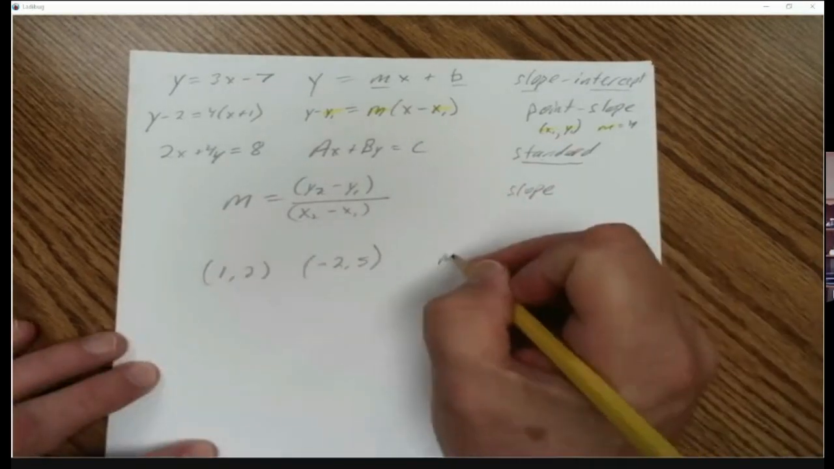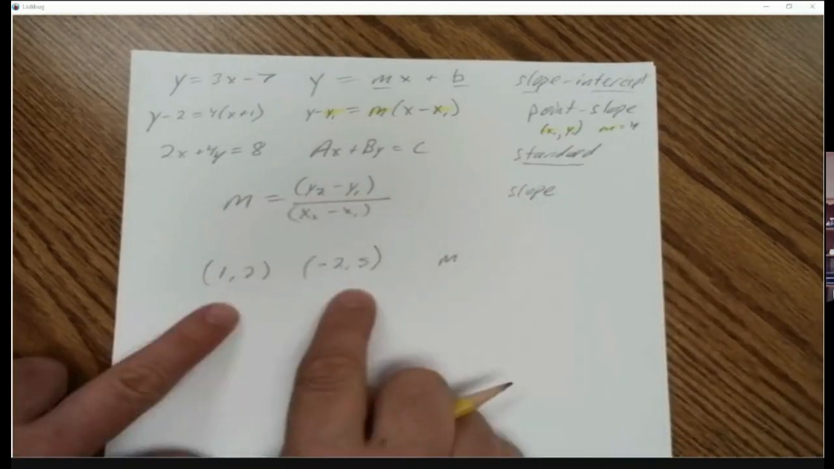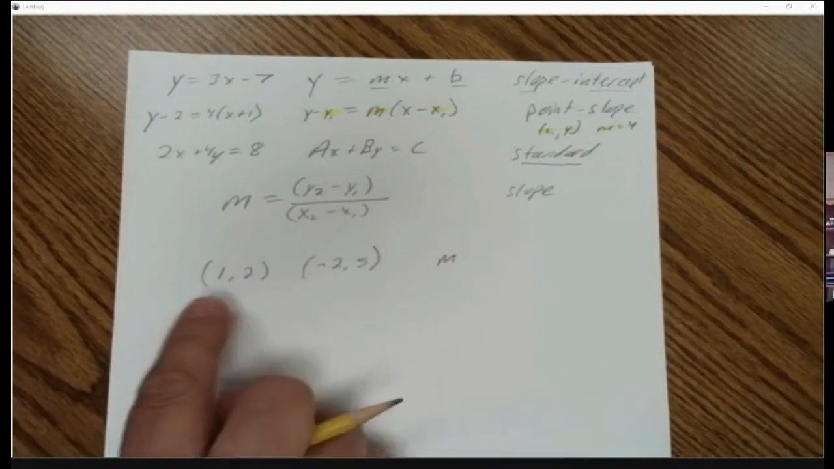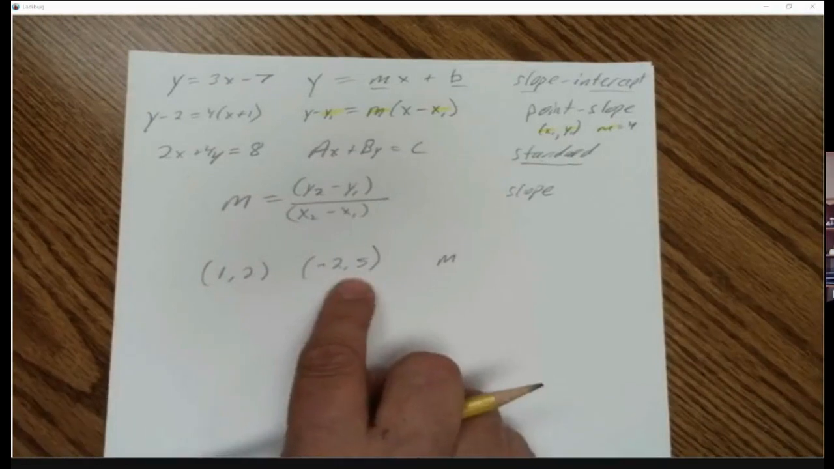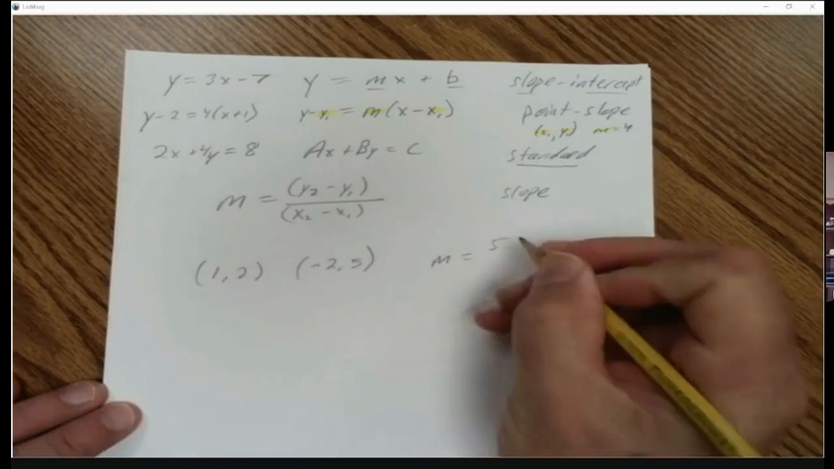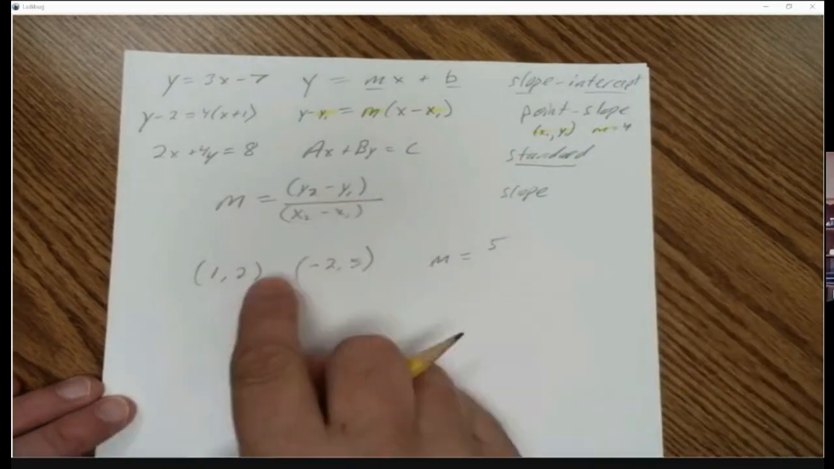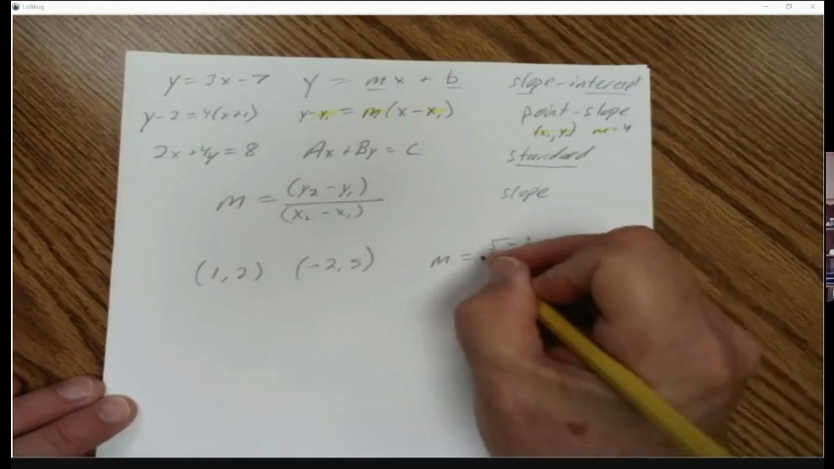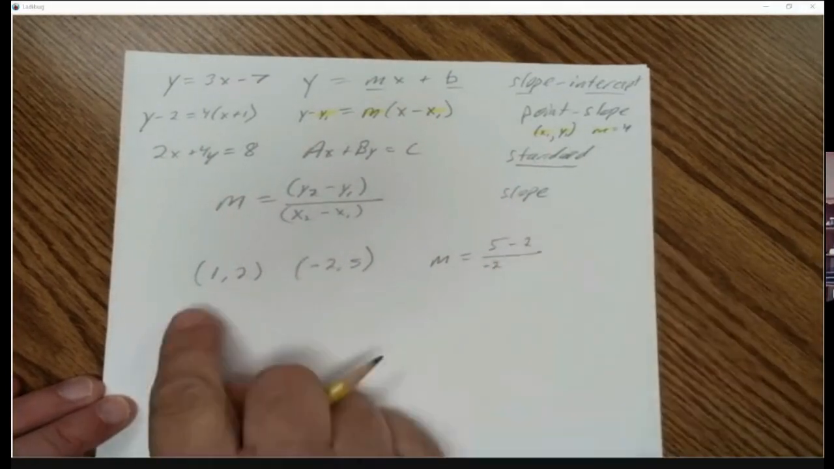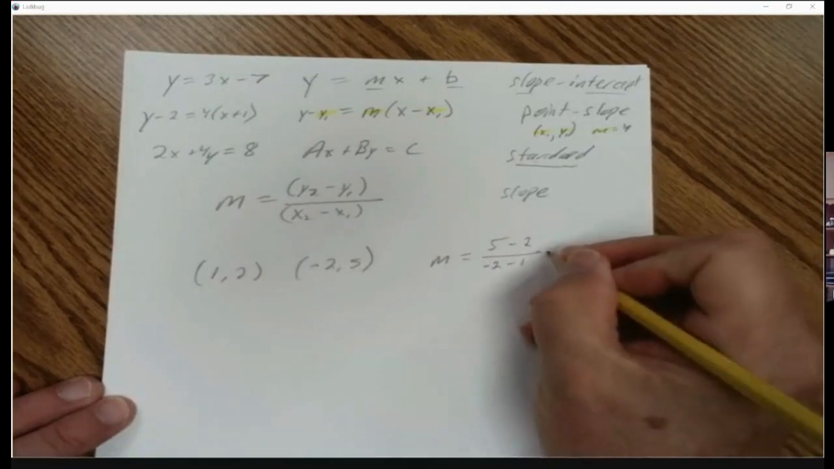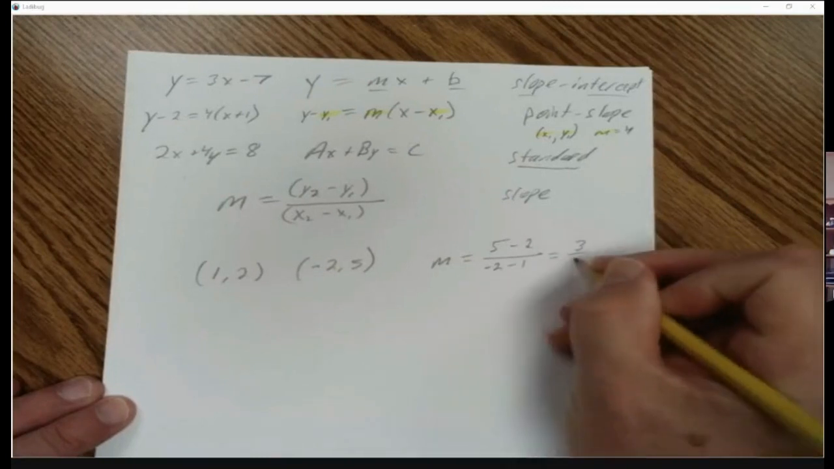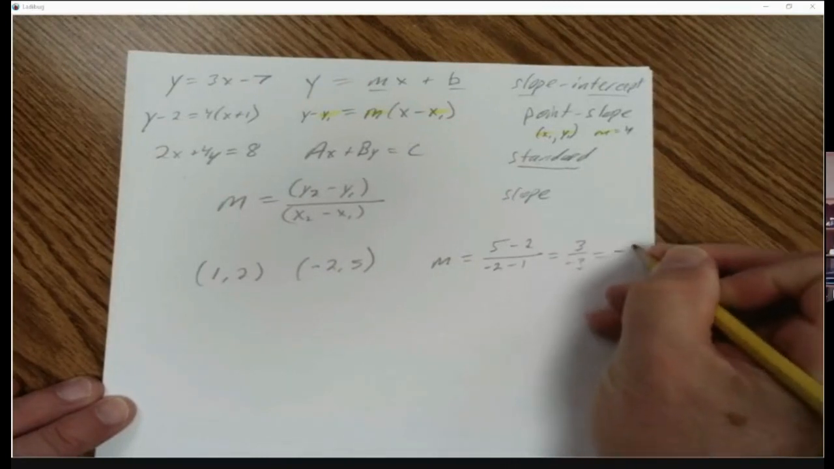So the slope would be y2 minus y1. We can pick whichever one of these wants to be point number 1 or point number 2. So let's just say this is point number 1, this is point number 2. So point number 2, the y is 5, and then subtract the y from point number 1, over the x from point number 2, which is negative 2, subtract the x from number 1. So the slope is 5 minus 2, which is 3, over negative 2 minus 1, which is negative 3. So the slope is negative 1.